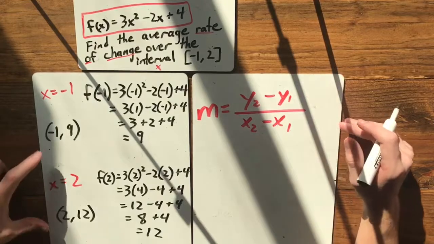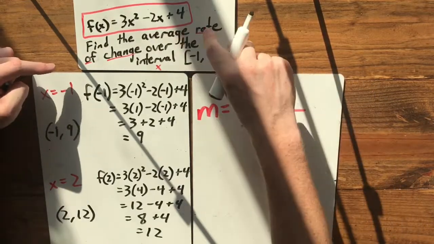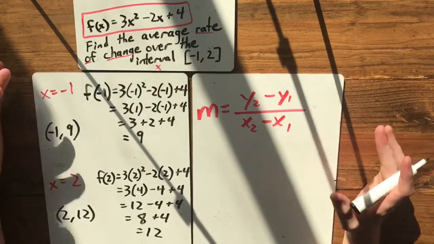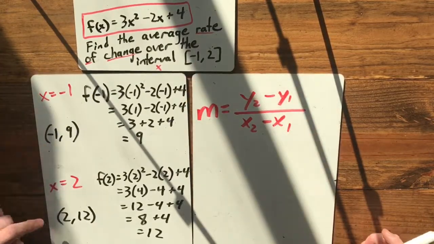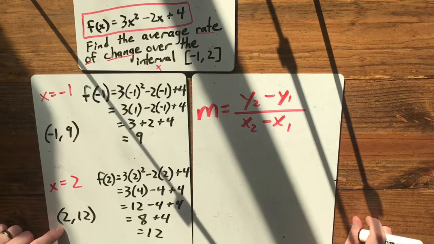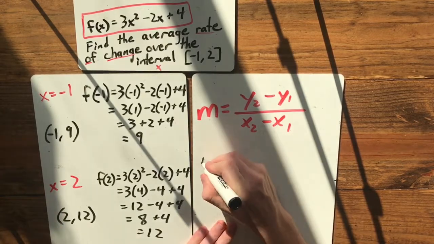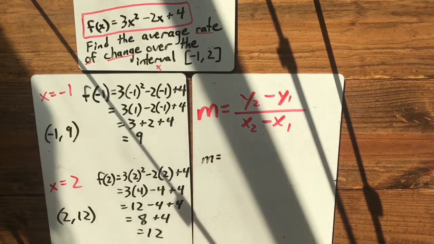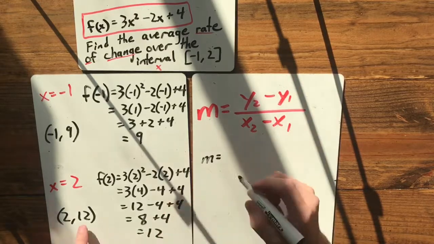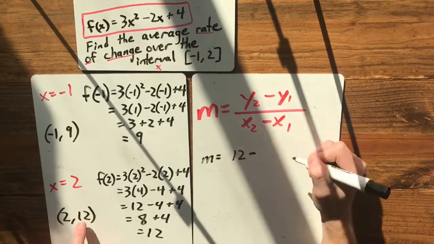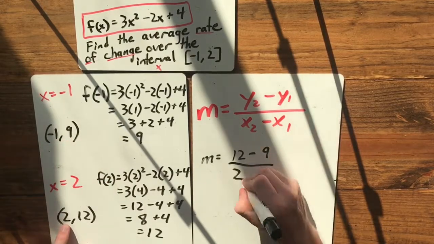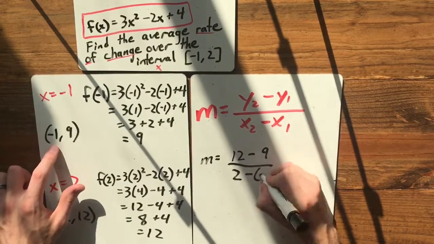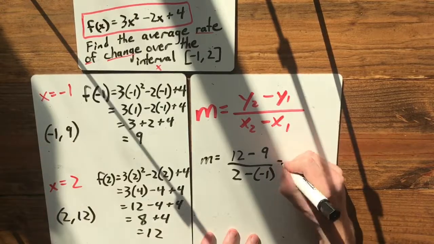And so once we found those 2 points, again, we're finding the average rate of change. So we basically want to find the rate of change between the 2 points when our x value is -1 and our x value is 2. So we plug that in. Our average rate of change, our slope m, is going to be our y2, 12, minus our y1, 9, over the x2, 2, minus the x1, -1.